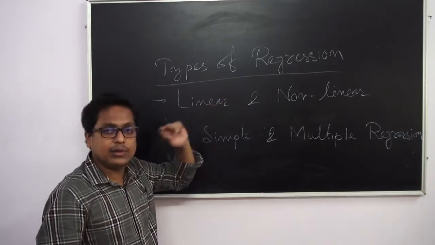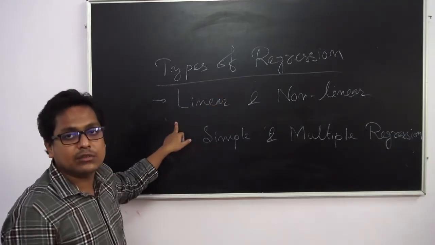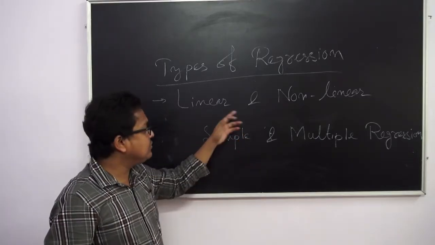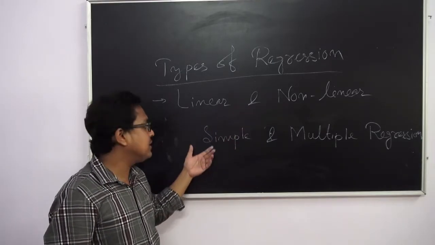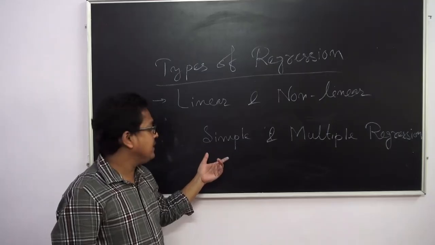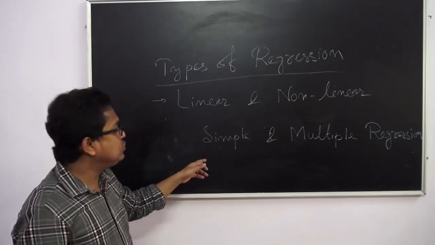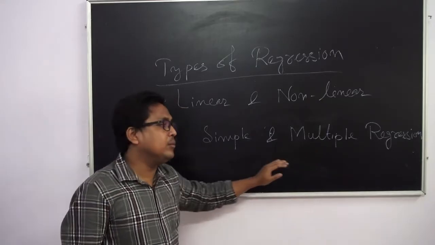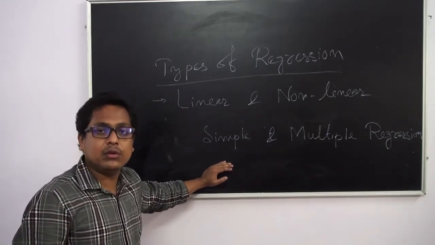Next we have to discuss the types of regression. There are two types of regression. One is linear and the other is non-linear. Again, these two types of regression are further categorized into two types: one is simple and the other is multiple regression, based on the number of variables present in the regression equation.